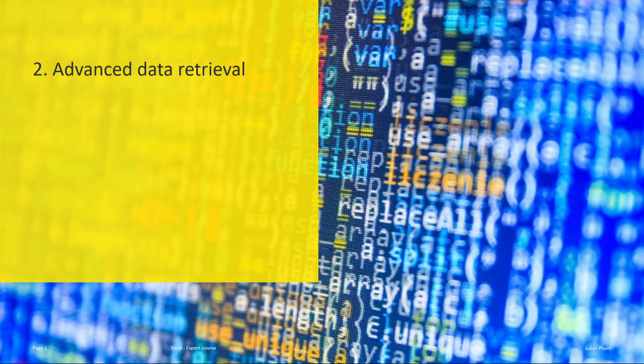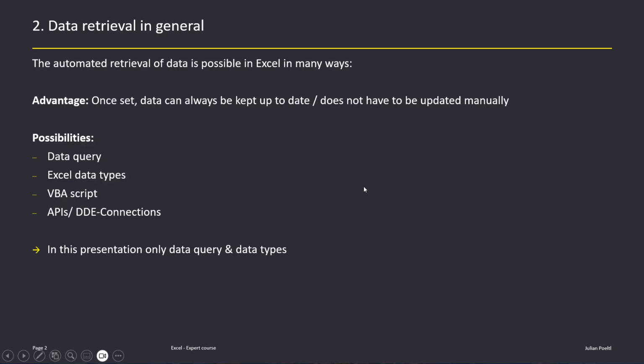So, hello and welcome to the second video in this expert course, this time about data retrieval. You can automate the retrieval of data in Excel in many ways. And the advantage is that if you once set up this data retrieval, you can keep this data up to date without doing something manually. Yeah, and that is the huge advantage.